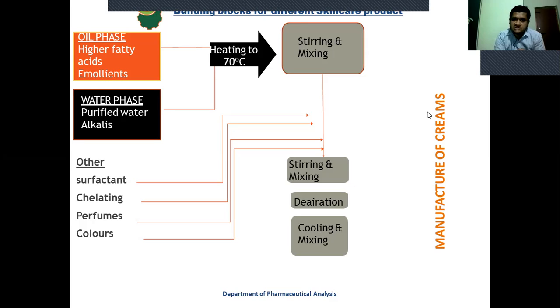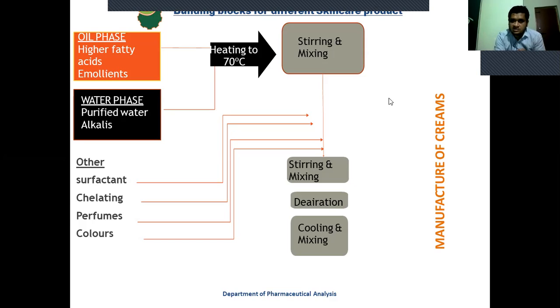So this is the general method of preparing these creams. Maximum creams will be prepared by this method only. First you have to select the oil phase and water phase. These are the first criteria.